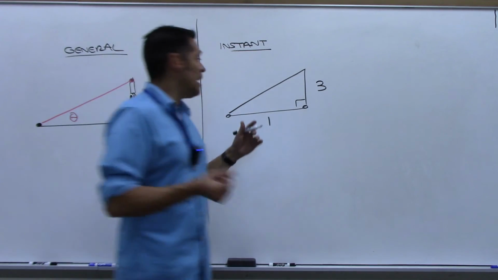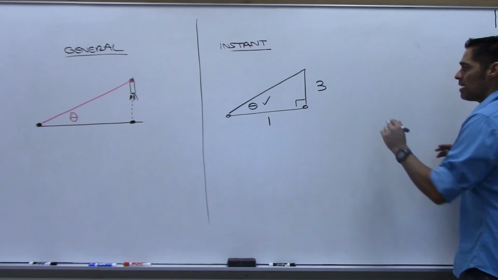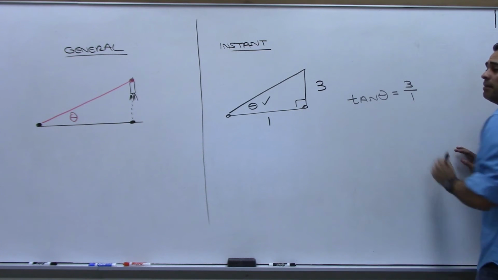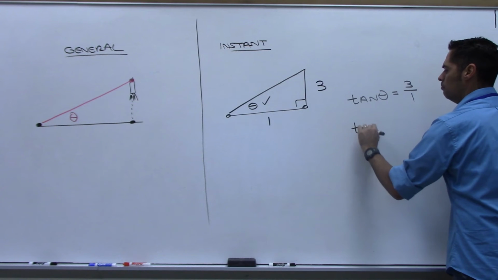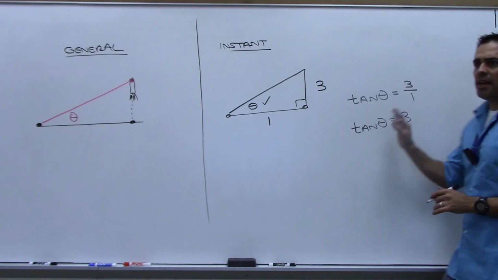We don't know it right offhand, but yes, this is an angle, and I'm going to put a little check. I know what that is. In fact, I could find it easily. I could use the fact that tangent theta is 3 over 1, which is the same as tangent theta is 3. And I could take arctangent on both sides and get my calculator out, and I could tell you what theta is. Couldn't I? Yes, so I've got theta here.